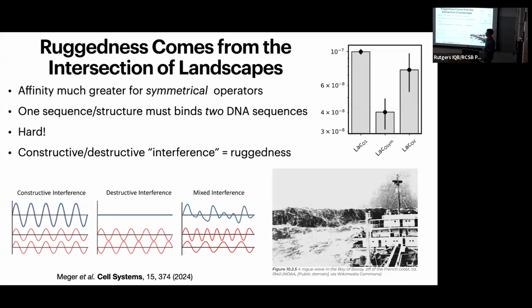And so essentially what you've got is you've got an interference issue. So thinking about it conceptually, you've got one landscape for one half of the operator.